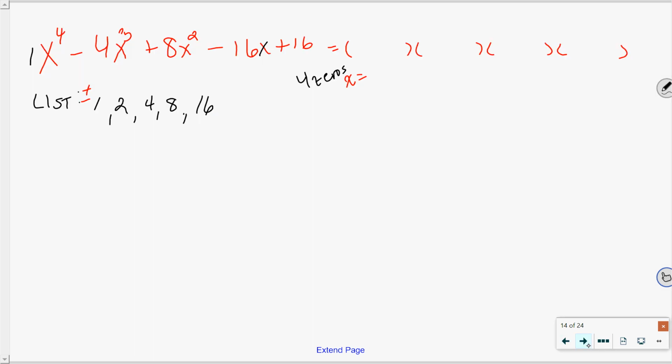All right, find some numbers, guys. 1, 2, 4, 8, 16. Again, I told you to stay away from 16. I told you to stay away from 8. So you're trying positive 1, negative 1, positive 2, negative 2, positive 4, negative 4.